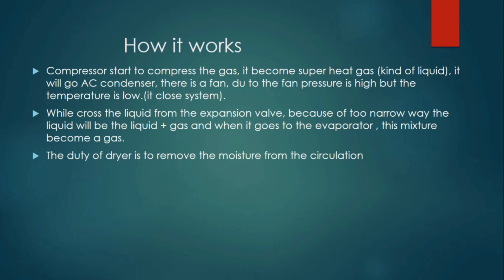The compressor starts to compress the gas, and it becomes superheated gas, kind of liquid. It will go to the AC condenser, where there is a fan; due to the fan the pressure is high but the temperature is low. It's a closed loop system. While the liquid crosses the expansion valve, because of the very narrow way, it becomes liquid plus gas, and when it goes to the evaporator, this mixture becomes gas. The duty of the dryer is to remove the moisture from the circulation.